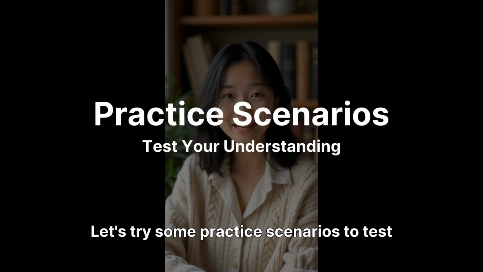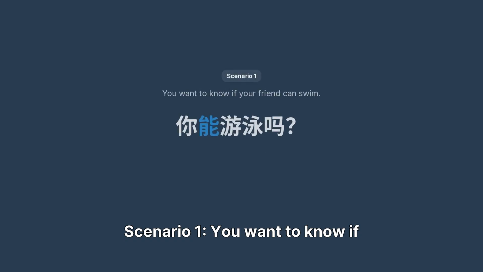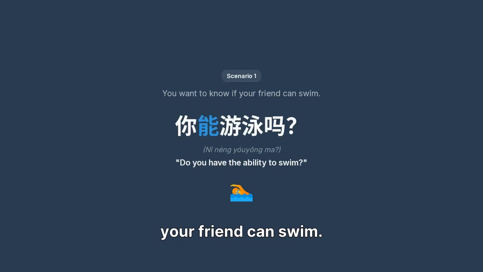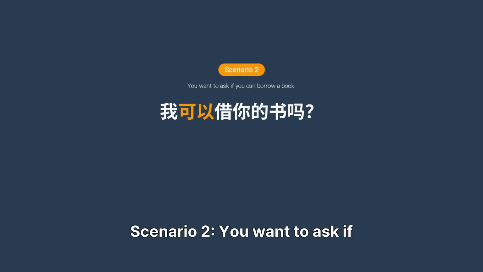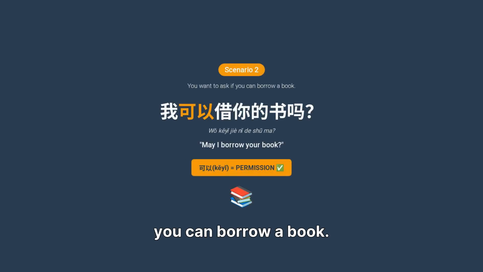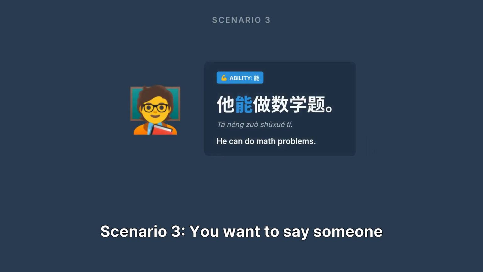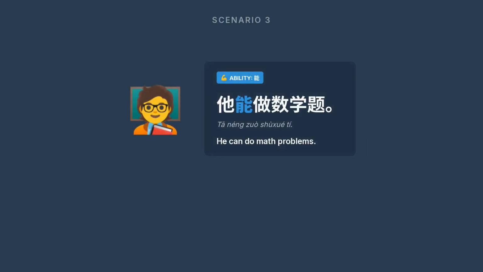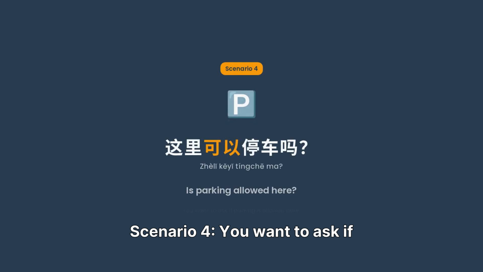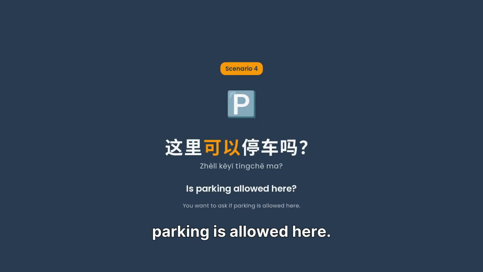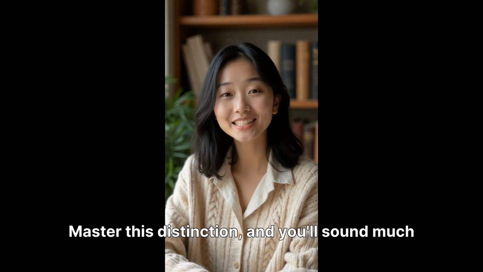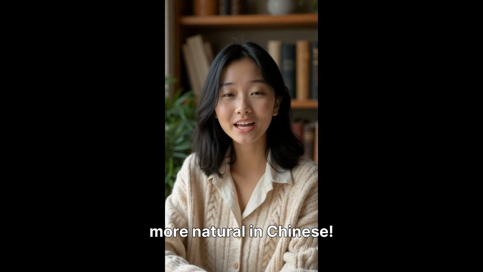Let's try some practice scenarios to test your understanding. Scenario 1. You want to know if your friend can swim. You would ask, 你能游泳吗? Scenario 2. You want to ask if you can borrow a book. You would ask, 我可以借你的书吗? Scenario 3. You want to say someone is good at math. You would say, 他能做数学题. Scenario 4. You want to ask if parking is allowed here. You would ask, 这里可以停车吗? Master this distinction, and you'll sound much more natural in Chinese.